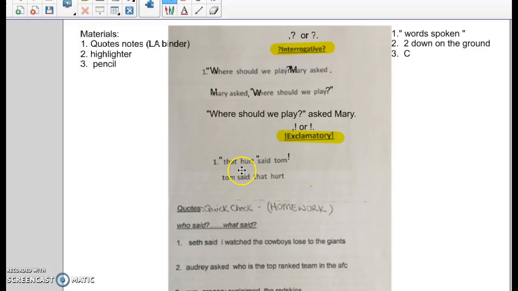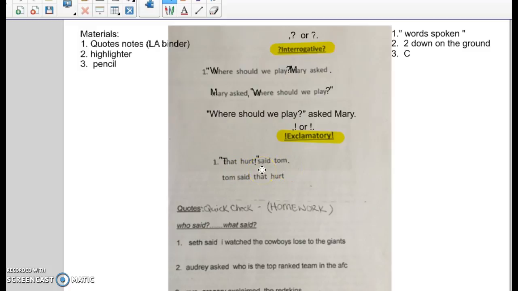If we did it this way and read it the way it is. That hurt, said Tom. Does not sound right. Okay. So make sure your exclamation point is with the part that's yelled, just like your question mark went with the part that was asked. So we got our two down on the ground. Now we need to figure out what to capitalize. All right. That hurt is the beginning of both sentences, the spoken sentence and the total sentence.